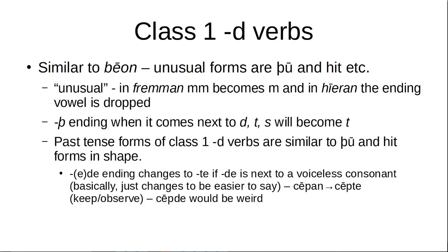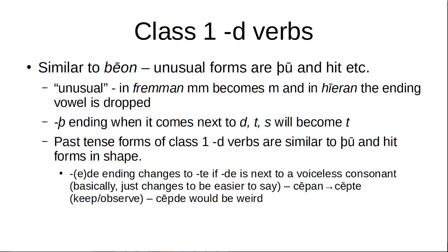So, this is similar to be. The unusual forms are thu and hit. As I said, be will serve as kind of a template for how verbs work. So when I say unusual, I just mean that in fremman we lose one of the M's, in hyran the E is dropped. And this is just a note for later, the th ending when it comes next to D, T, or S will become another T instead of a th, and this is just for easiness to say.